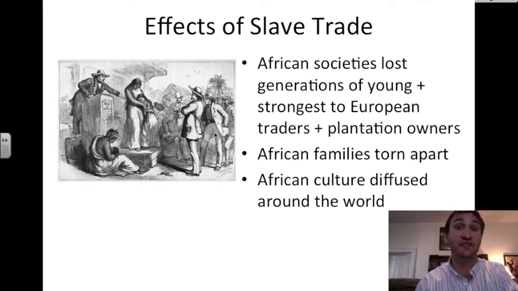Another effect of the slave trade was that African culture diffused around the world, to Europe, to South America, to the Caribbean, to North America. So the music and the food of different African groups were spread and diffused.